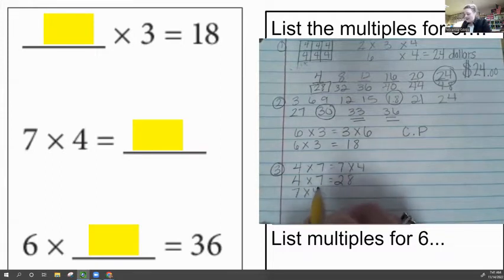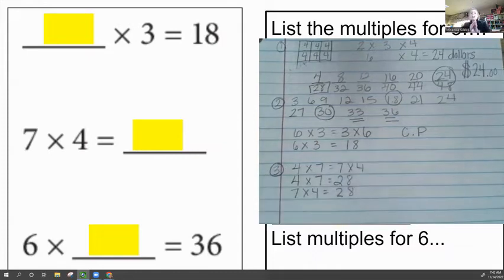And 7 times 4 is 28. And when we can multiply factors in any order, we are proving the commutative property, which means they can flip-flop and be in any order.